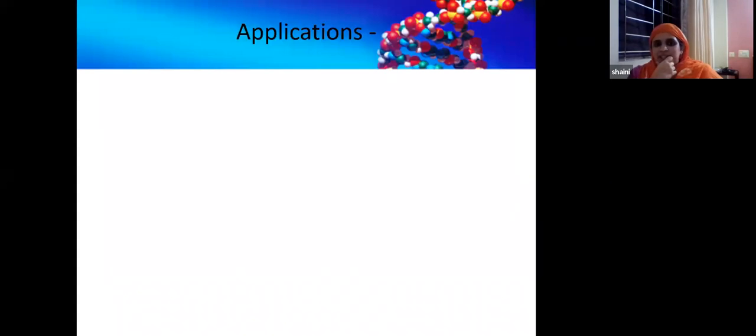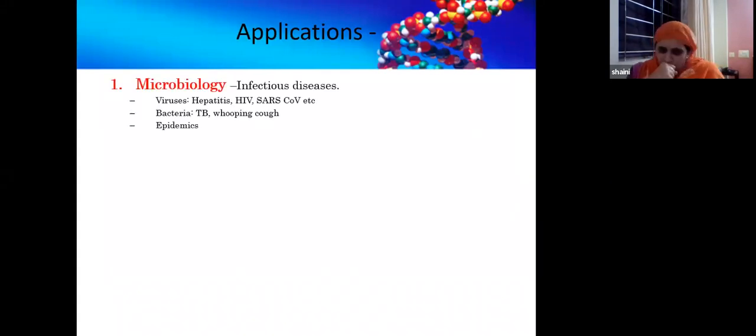Coming to some of the applications of PCR, as we all know, PCR is used for microbiology. It is used for viruses, like hepatitis, HIV, SARS-CoV. Most viruses are nowadays detected by either a PCR test or one of the immunological tests. In most of the Western countries, it's simple: they do a PCR test or one of the amplification molecular techniques, and if that is not feasible, we go for the immunological test.